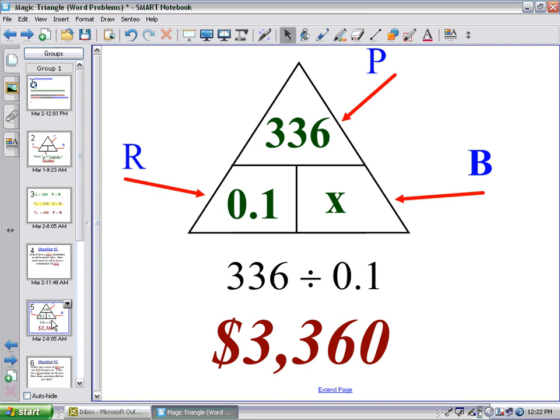So now in this triangle, how we do the triangle works as the following. If you have a number on the top and a number on the bottom like I do, then that is showing you division. So you need to take 336 divided by 0.1, and you end up getting $3,360. This means that if John earns a percent commission of 10% and he sells $3,360 in furniture, he is going to make his $336. And that is how this problem is set up and all the problems that follow.